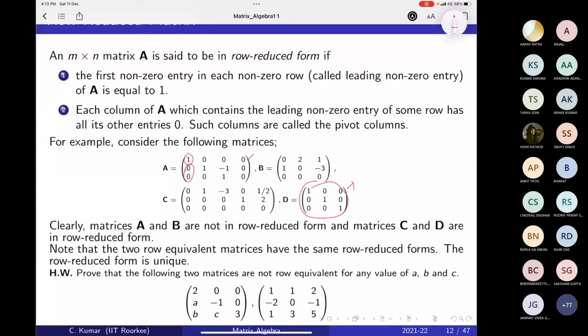Sir, then how is the note valid, that the row reduced form is unique? Uniqueness in the sense like the row reduced form is... I will check this. It does not seem correct. I'll check this and I'll come back to you. Okay, sir.